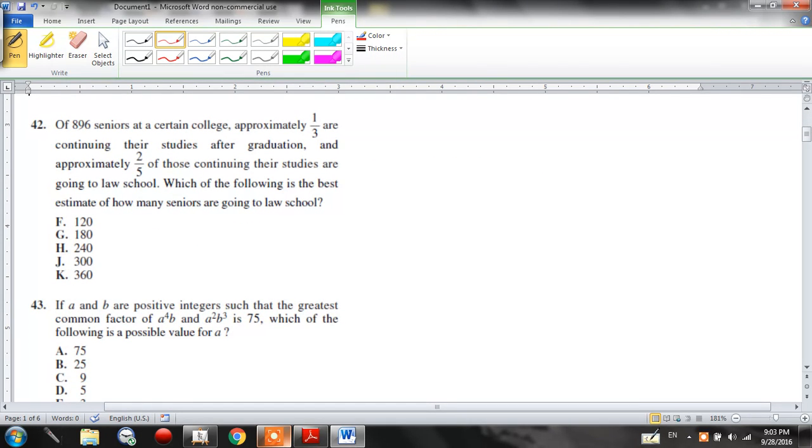Question number 42. Of 896 seniors at a certain college, approximately 1/3 are continuing their studies after graduation. So 896, 1/3 of these are continuing after graduation, and approximately 2/5 of those continuing their studies are going to law school. So these are continuing and they're going to various different things, but of these, 2/3 are going to the law school. Which of the following is the best estimate of how many seniors are going to law school? So it's going to be this.